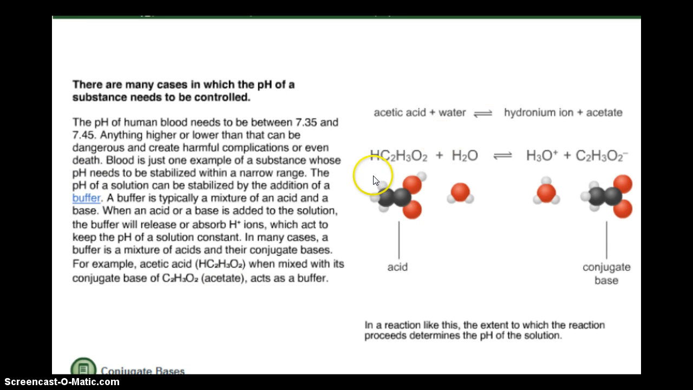So let's look at that in a formula. So we have acetic acid, which is HC2H3O2, plus water. And when you see the double arrow, that means it can turn into this. And it also means that these products can turn back into the original reactants. So it goes back and forth. So you notice that the acetic acid gets rid of its hydrogen and gives it to the water, which makes it a hydronium ion. And then it becomes the conjugate base, acetate.